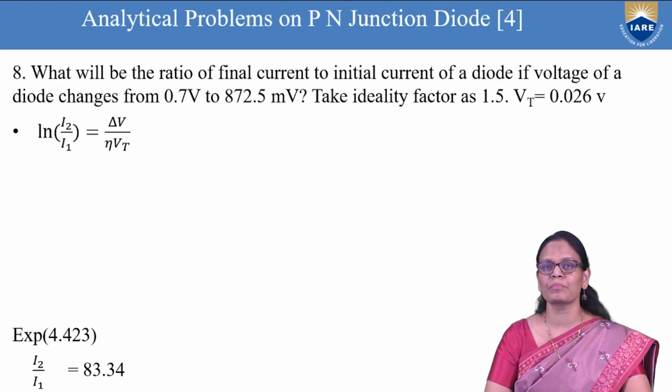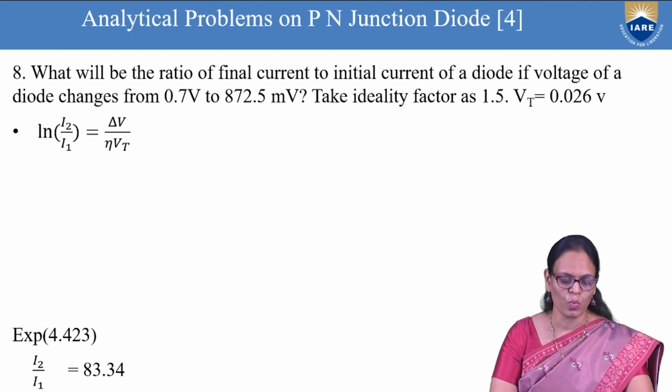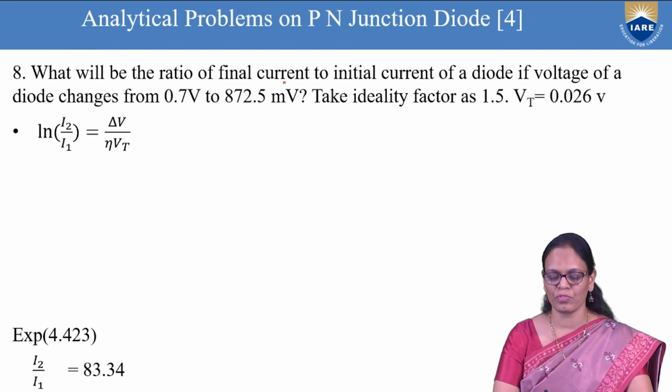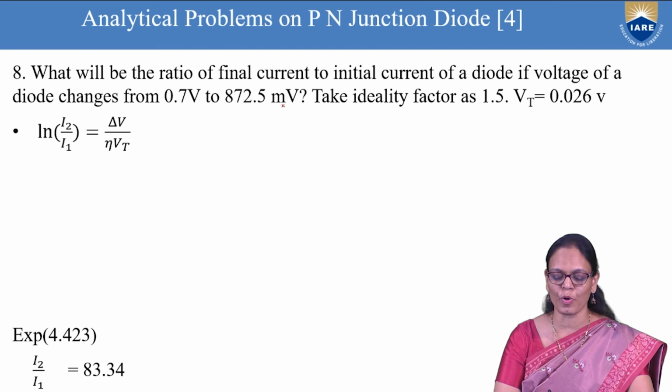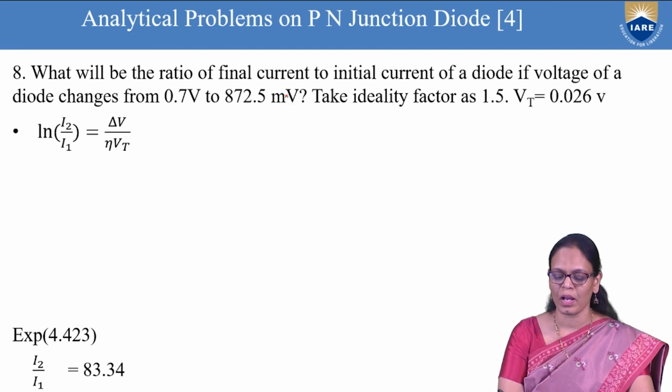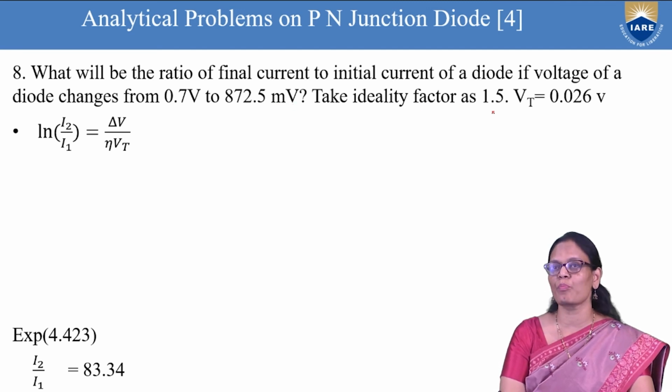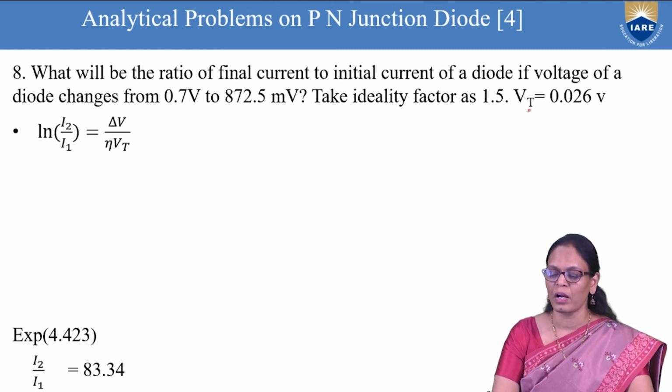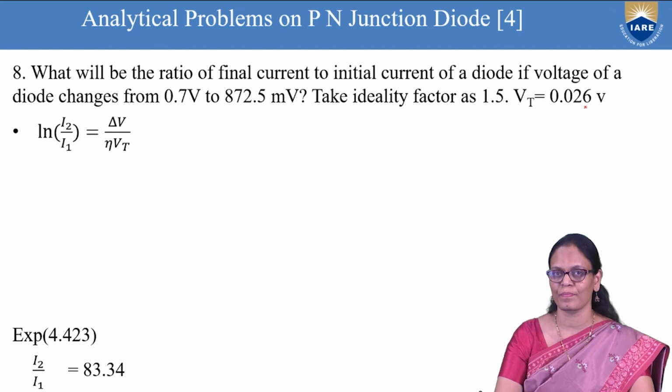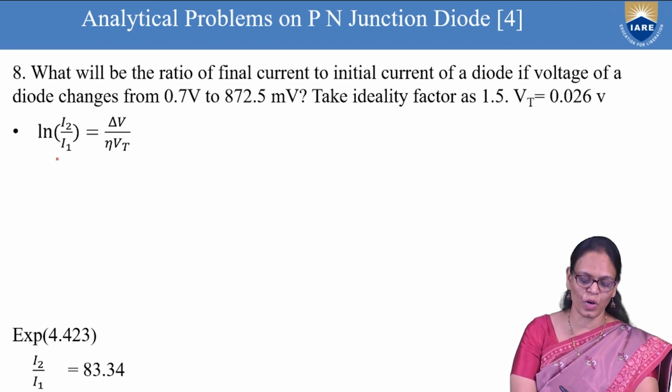Now one more problem, coming to the last one. What will be the ratio of final current to initial current of a diode if the voltage of the diode changes from 0.7 volt to 872.5 millivolt, and the ideality factor is 1.5 and the thermal voltage given is 0.026 volt. Okay, so what is the data given?